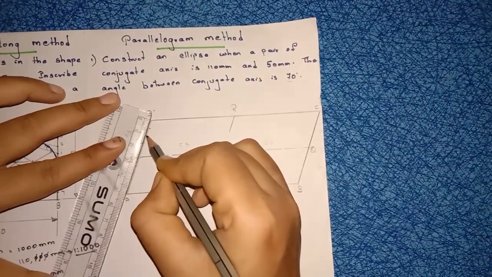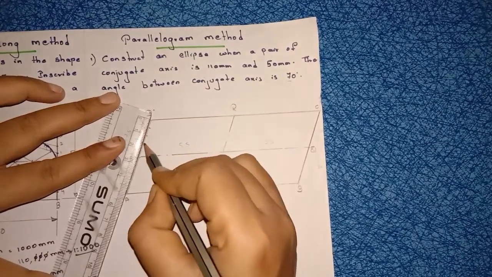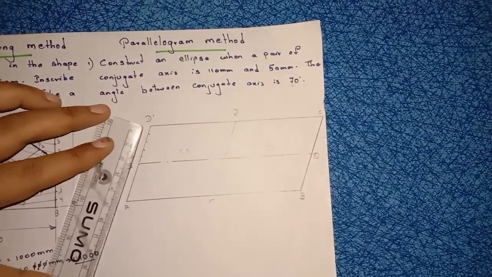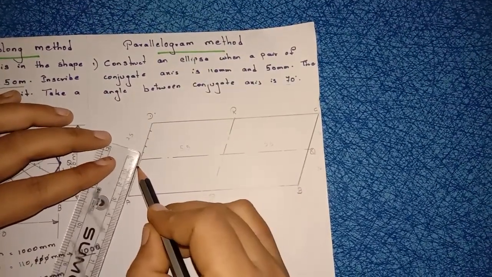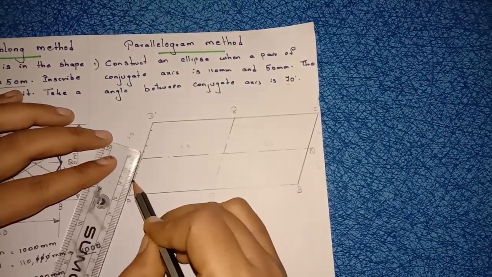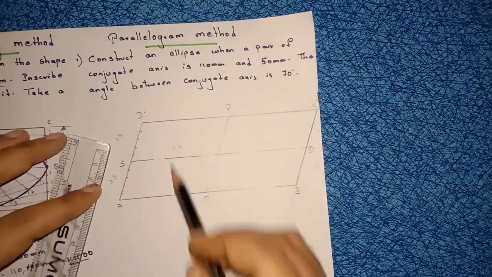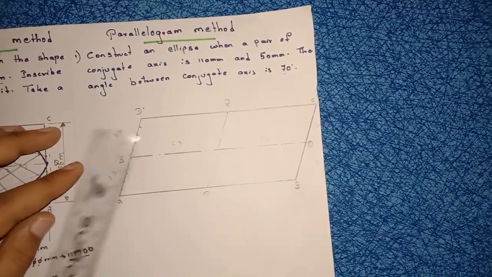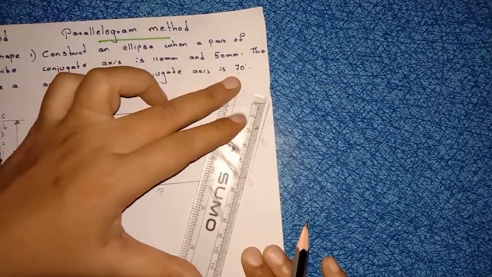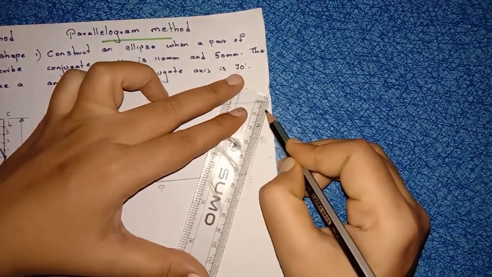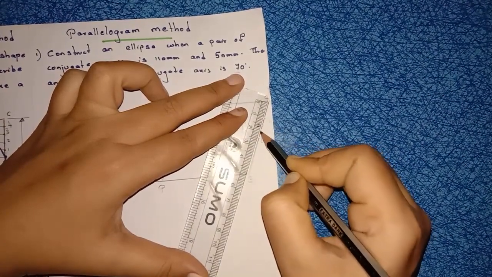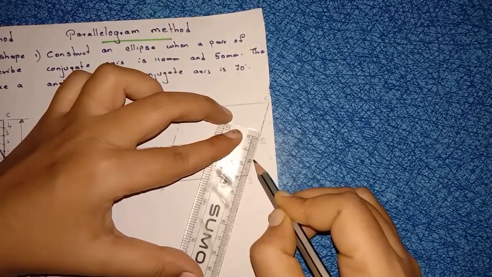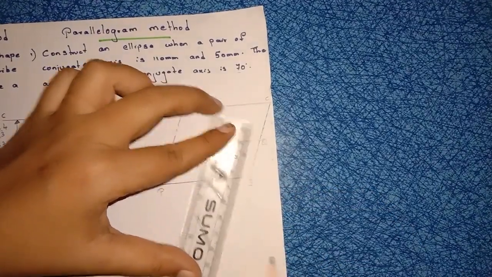0, 0.5, 1, 1.5, 2, right? Same here, 0, 0.5, 1, 1.5, 2. 0, 1, 2, 3, 4. Divide into 5 equal parts, right? Each unit is 0.5. 1, 2, 3, 4. Same here also. 1, 2, 3, 4.